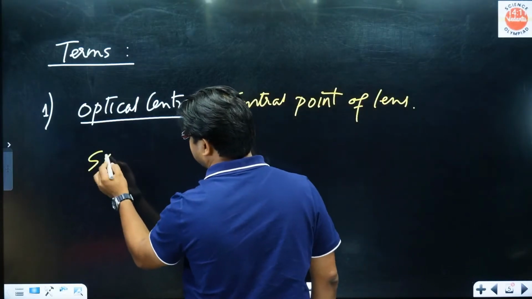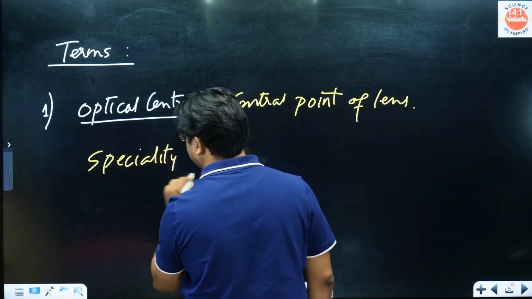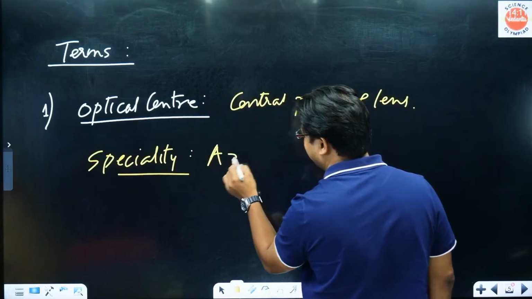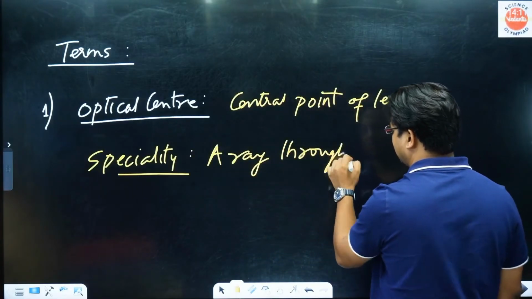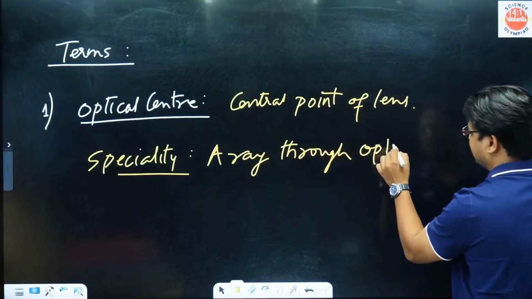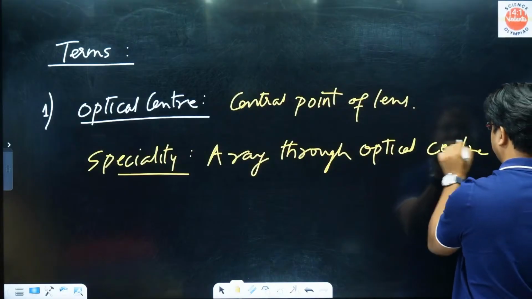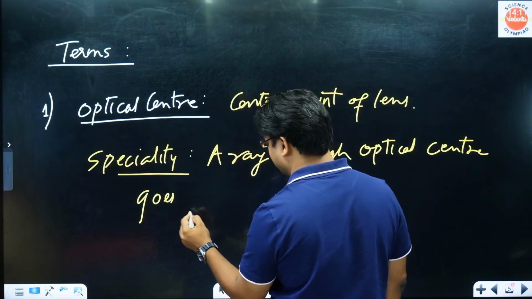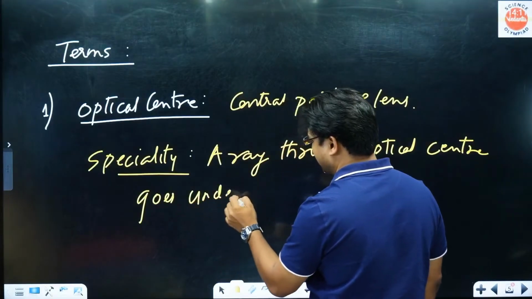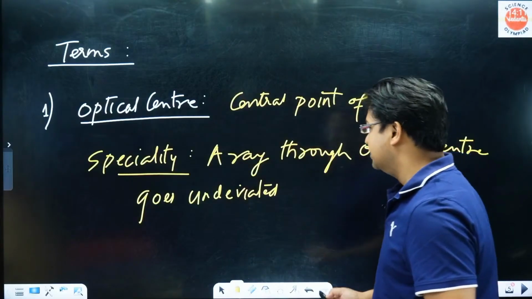Its speciality is that a ray through the optical center goes undeviated. It doesn't matter whether it's a convex lens or a concave lens. So that is the speciality of optical centers. Okay, so that is the first term.